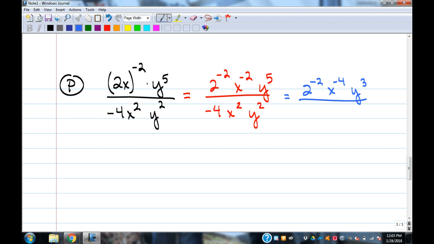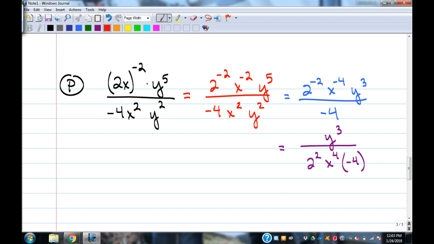So what's left on the bottom? -4. Okay. This x squared and that y squared are gone because we used them in that quotient property. So they're used up. And then what moves now? The 2 and the x. So 2 squared x to the 4th, and then we still got the -4 down there. What's left on top? Yeah, it didn't have a negative exponent, so we're leaving it up there.